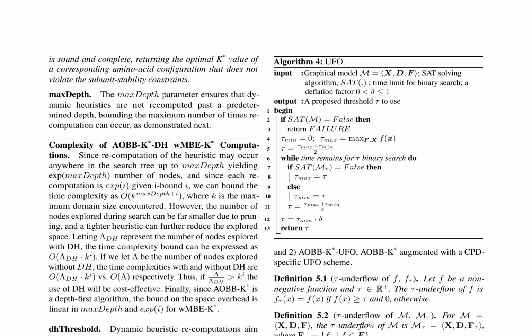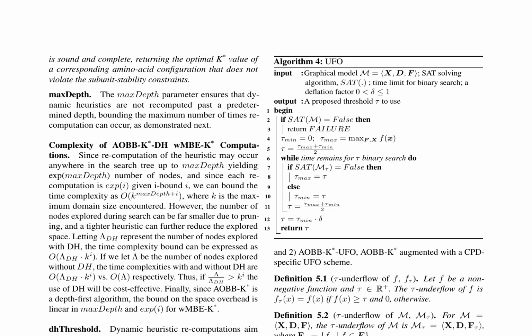Optimizing the K value for a given amino acid configuration is crucial for ensuring subunit stability. To achieve this, dynamic heuristic recomputation is employed, which bounds the time complexity at O(K max depth + I), where K represents the maximum domain size. This approach is cost-effective when the number of nodes explored with dynamic heuristics, denoted by lambda dh, exceeds the number of nodes explored without dynamic heuristics, denoted by lambda.